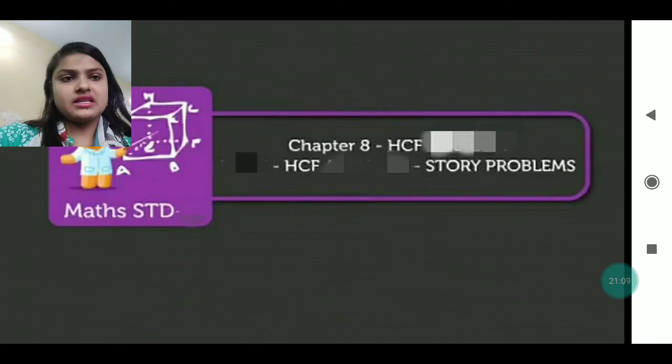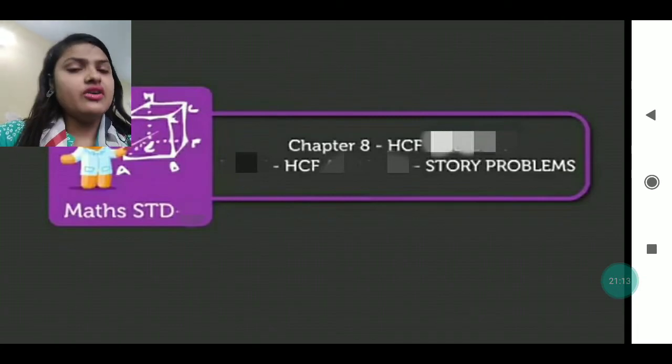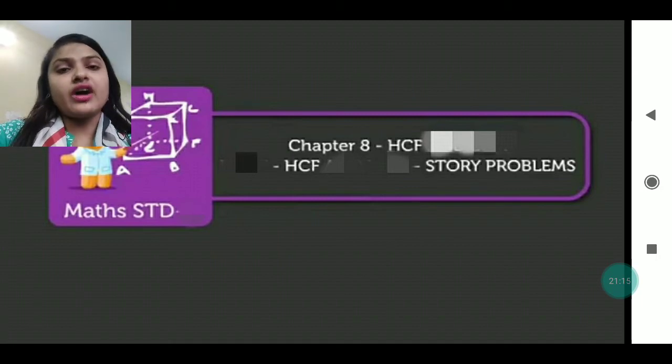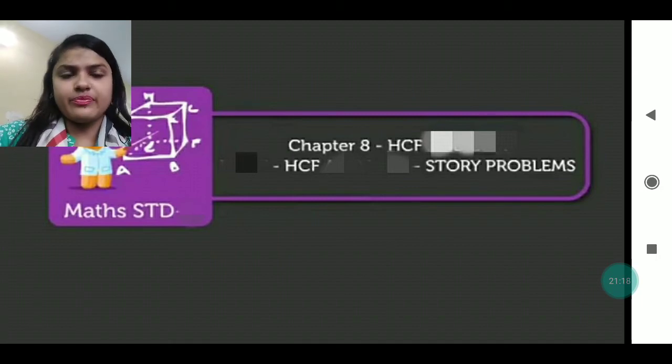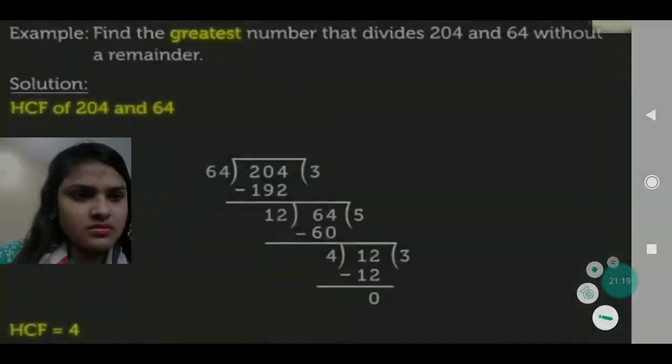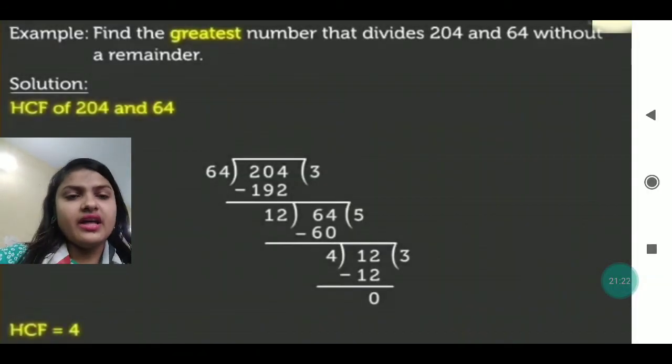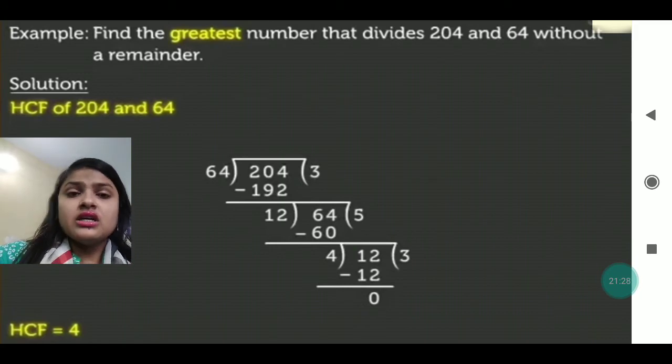Now we are going to discuss the story problem, the story problem on the basis of HCF. Okay, the story problem is the same as the word problem which is written in your book. Let's see. Suppose the numbers are given: find the greatest number that divides 204 and 64 without a remainder. The number you have to find divides these numbers completely without leaving any remainder.